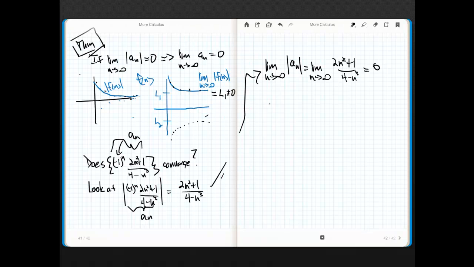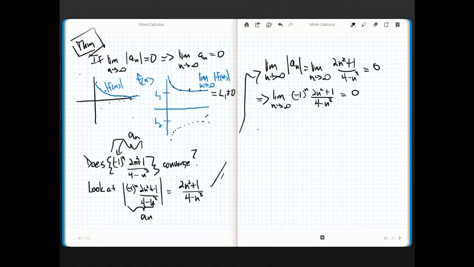Okay? Which implies, what does this imply? It implies that the limit as n goes to infinity of just a sub n, which is negative 1 to the n, 2n squared plus 1 over 4 minus n cubed, heads for 0 as well. Super useful tool, isn't it? That thing's powerful good. Now, let's go back to the one that I did before.